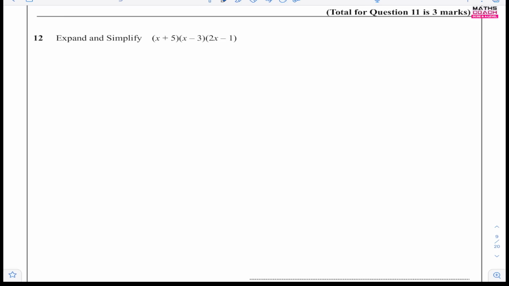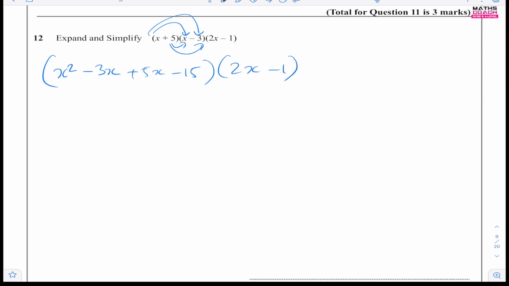Right, question 12, expand and simplify. We can do this one of two ways. We can either leave this untouched and multiply this, or we can choose to leave this untouched and multiply this and then deal with that bracket later. I'm going to leave this untouched and multiply those two, so let's go ahead and do that. So I'm going to do x times by x, which is x squared, x times by minus 3, which is minus 3x, and then 5 times by x is plus 5x, and then 5 times by minus 3, which is minus 15. And the second bracket will be 2x minus 1.